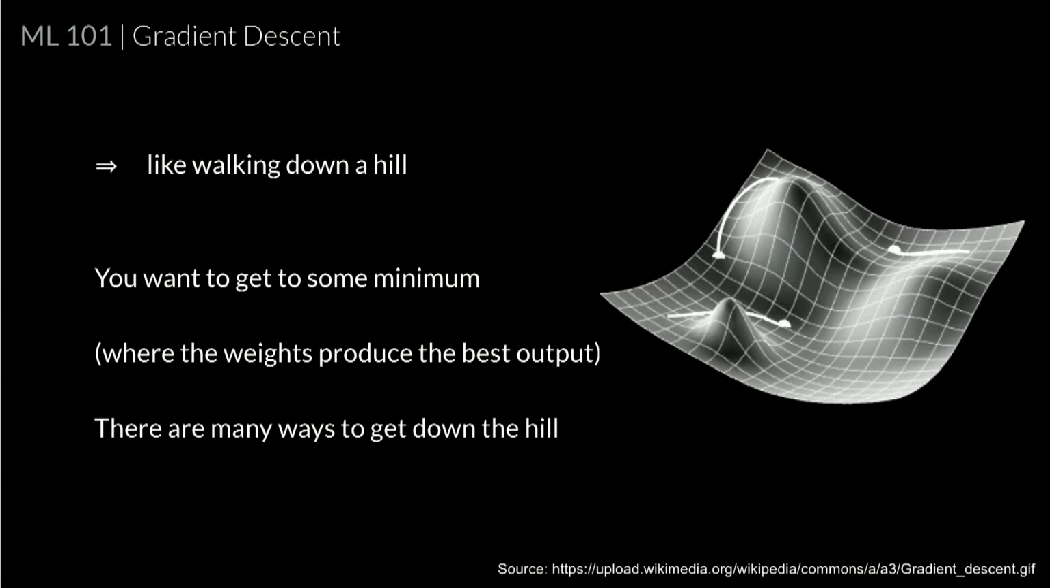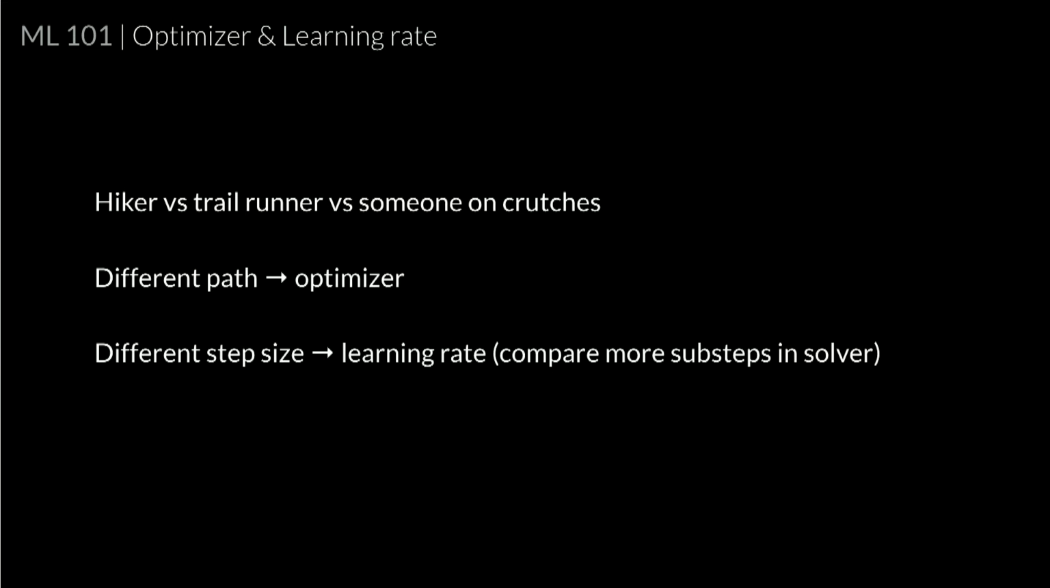That learning process is done with algorithms like gradient descent. You can imagine this like walking down a hill where you want to get to the lowest point, because that point corresponds to the best performing model. There are many ways to get down a hill, and two important controls for how you get down the hill are the optimizer and the learning rate.